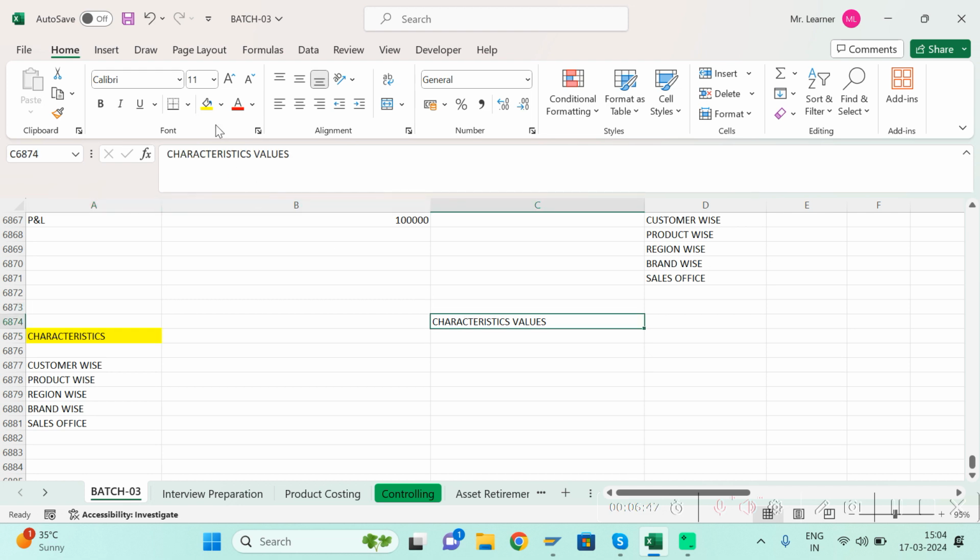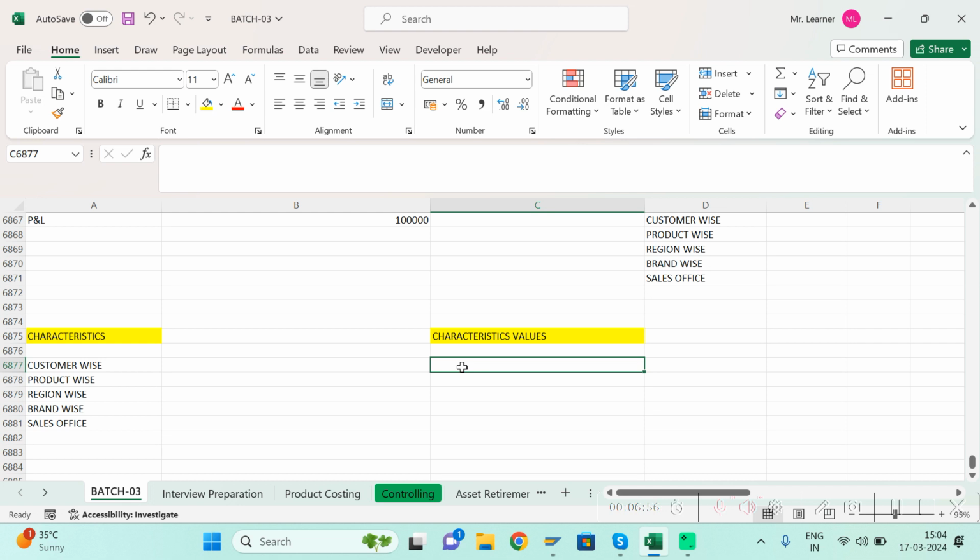For the characteristic customer, let's say you have Patanjali, Apple, and PayPal as customers. These are known as characteristics values. So customer is your characteristic, and these customers are your characteristics values. Similarly, you have product.